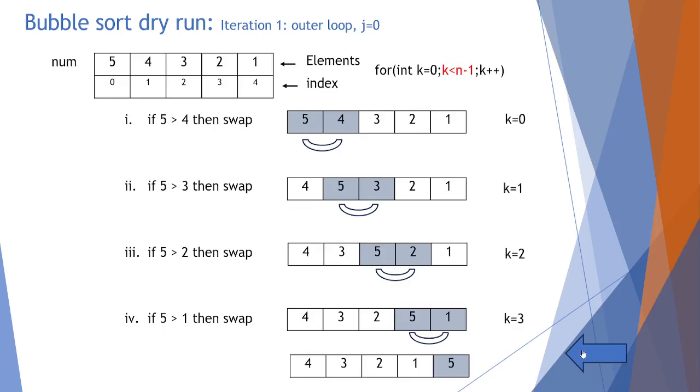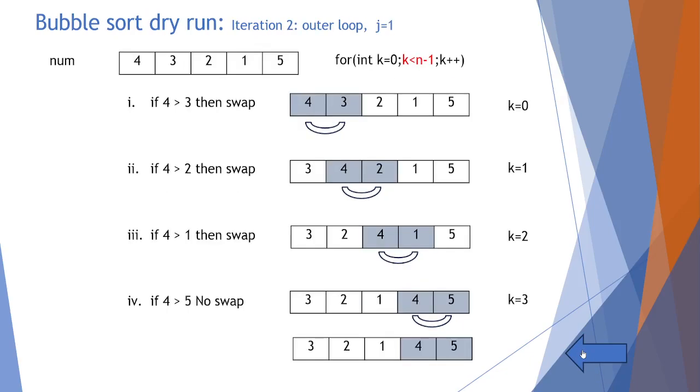Now, iteration 2, that is outer loop, j is 1. Array is changed, 4 3 2 1 5. Now again 4 greater than 3, yes, swap. 3 and 4 are swapped here and stored. K is 1 here, so k plus 1 would be 2. 0, 1, 2. So if 4 greater than 2, swap, so 2 and 4. 4 greater than 1, swap. 4 and 5 came to their locations. So far 7 swaps over here.